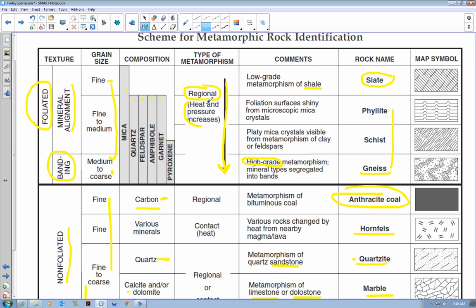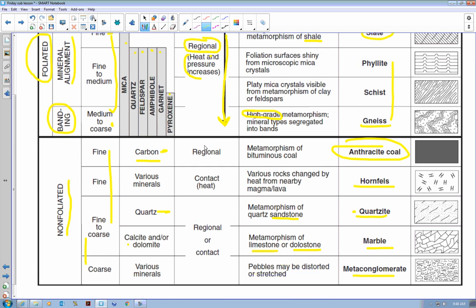Notice we have this word regional. Regional means heat and pressure. And then down here we see regional again, that means heat and pressure. Down here, again, regional. But then we see this word contact. Contact is going to mean that it's only heat, and that's what they're telling you here. The reference tables define contact metamorphism as heat only.